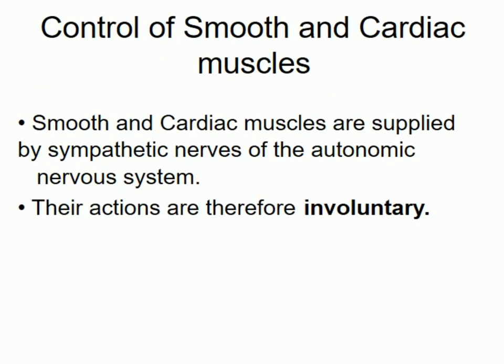Now let's go to the control of smooth and cardiac muscles, which are involuntary. Smooth and cardiac muscles are supplied by sympathetic nerves of the autonomic nervous system.